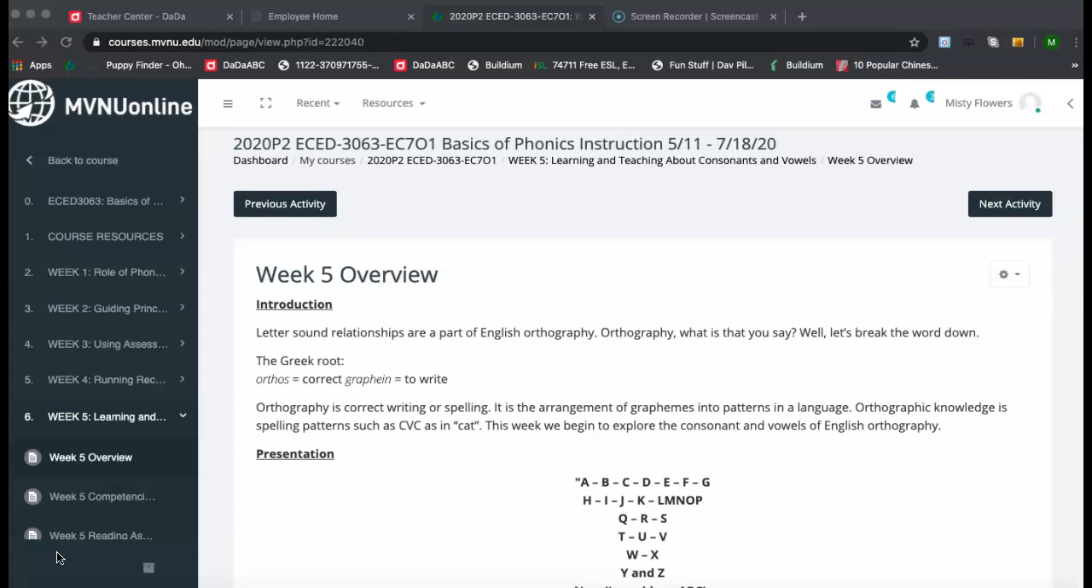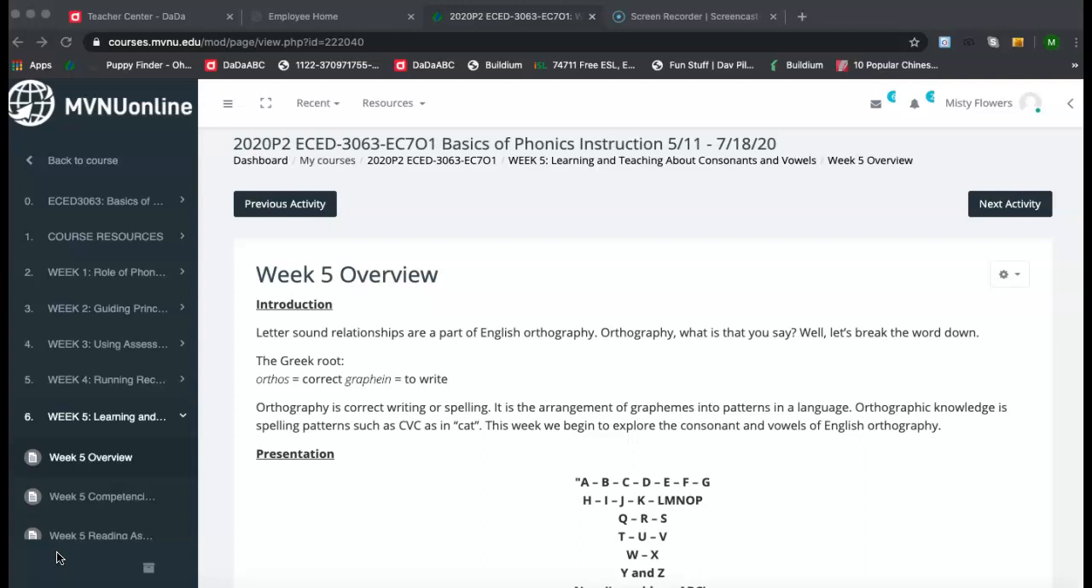What is that? Well, orthos means correct. Grapheme means to write. Orthography is the correct writing or spelling. It's the arrangement of graphemes into words in a language. Orthographic knowledge is spelling patterns such as CVC, as in the word cat.